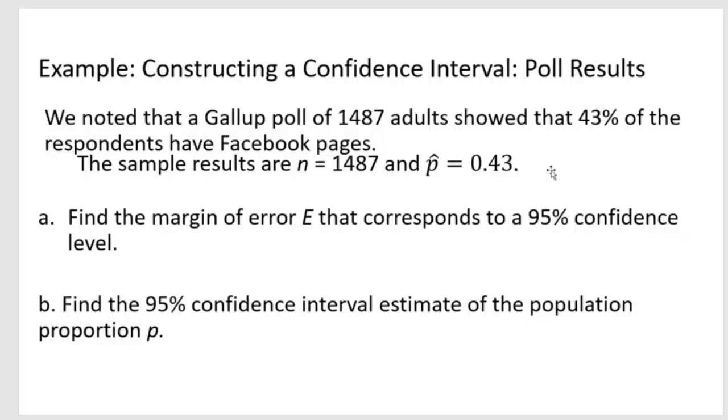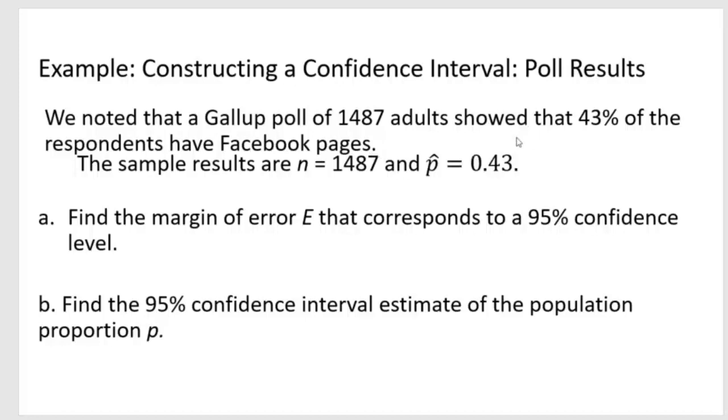And this is back to that same example I used earlier. A Gallup poll of 1,487 adults showed that 43% of the respondents had Facebook pages. So the sample results were n was 1,487 and p hat was 0.43. So right here, I'm going to start off by using that formula for the margin of error.